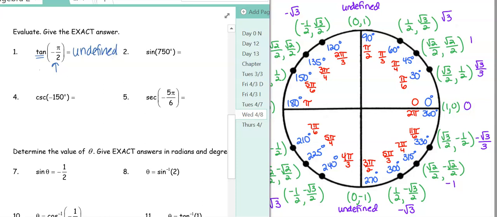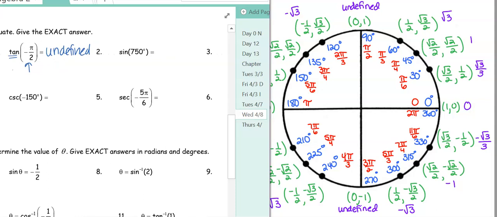Number 2, sine of 750. All right, so 750 is not on the unit circle. Our unit circle goes to 360, but we know about coterminal angles. So if I subtract 360, I end up at 390. Well, that's still off our unit circle, so subtract 360 again, and we're really at 30 degrees. So this is actually asking us, what is the sine of 30 degrees?